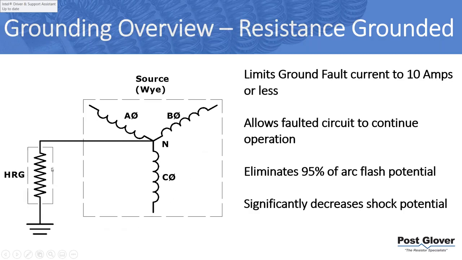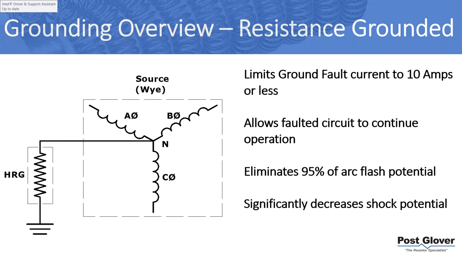So we go to the resistance ground system, or specifically today we're going to talk about high resistance ground. And essentially we have the same system. I didn't put the exact same picture on here, but think of it as the exact same system. The only thing you're really changing is you're inserting a resistor in series between the neutral and ground.